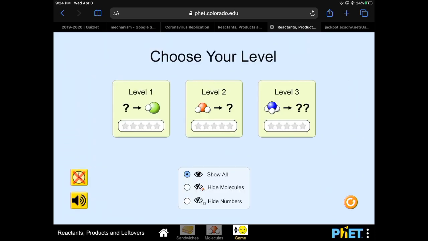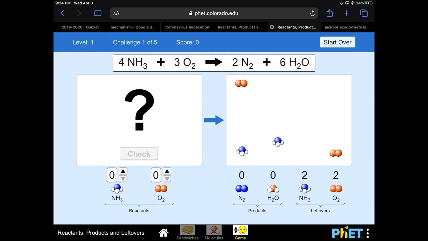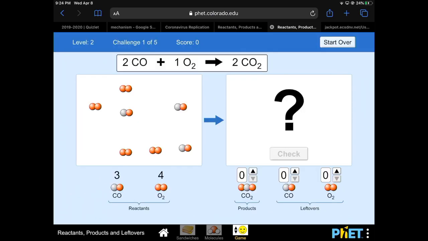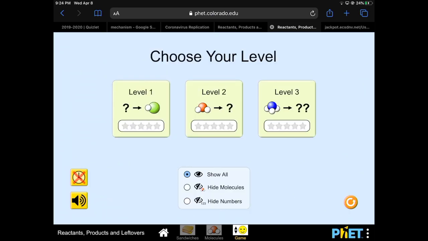Okay, so you're going to go to the game. You're going to do all 3 levels. Make sure you look at all the settings, like you can hide molecules. You can hide numbers. Basically, I want you to show all. Don't hide anything. Show it all. And you're going to do level 1, which has 5 problems. Okay. You're going to do level 2, which has 5 problems. These are real simple equations too, by the way. And level 3. Okay. So when you get 5 stars on all 3 levels, screenshot it.